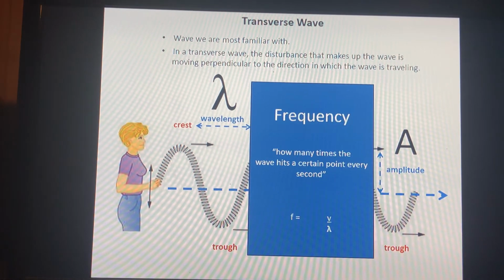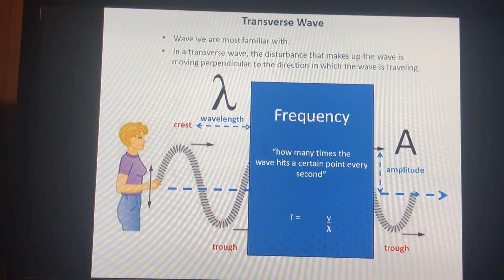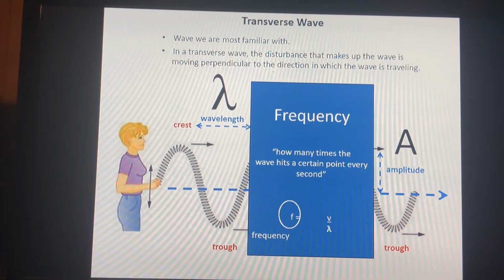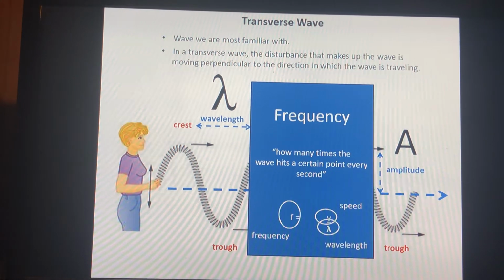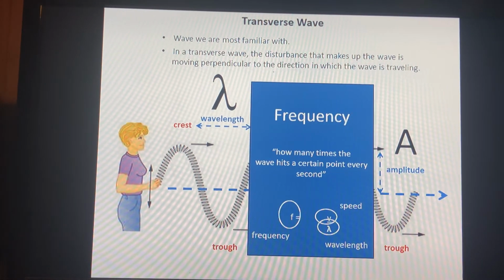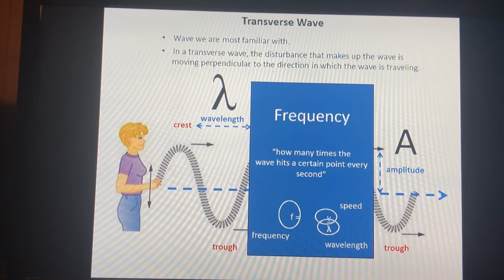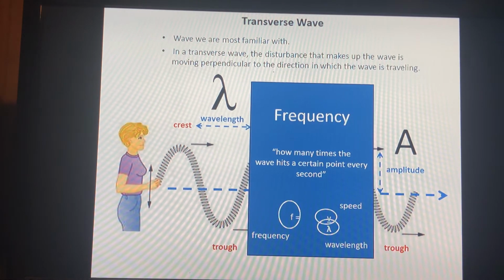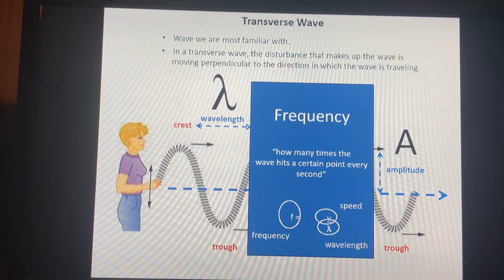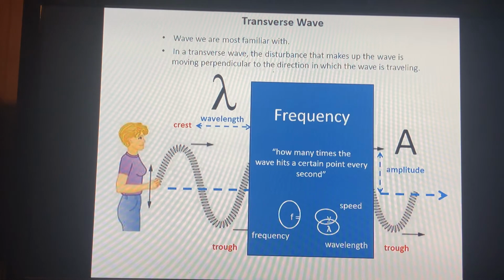We can mathematically figure out what the frequency of a wave is by dividing the speed of the wave by the wavelength of the wave. And so we're going to use this equation right here, this formula, where F stands for the frequency of the wave, and that's what we're trying to find. V is going to stand for the speed of the wave, and the little Greek letter lambda is going to stand for the wavelength of the wave.